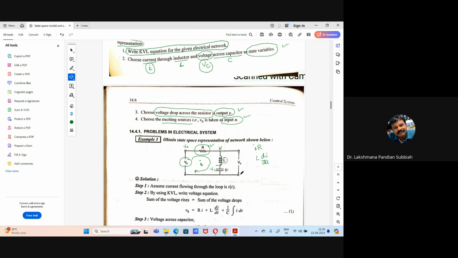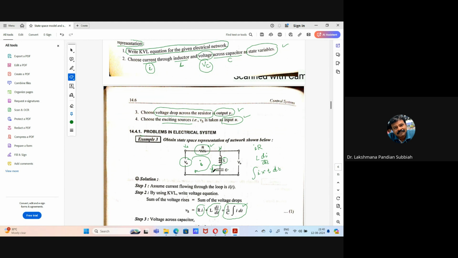Then we have the capacitor. Current is charge per unit time, and integrating the current gives the charge, which we consider as voltage. So we have to consider 1 by C times the integral of I dt. This is the voltage across the capacitance. So this one is VC, this is VL, and this is VR. The voltage is dropped here, here, and here.